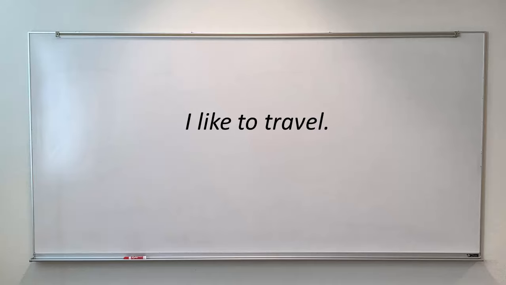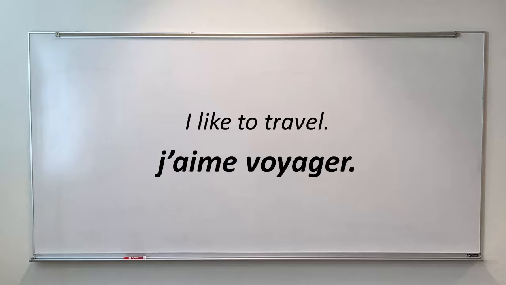How about I like to travel? Remember the verb to like, aimer. So I like is j'aime. And then to travel, remember here in this construction, you don't conjugate the verb travel. You just leave it as an infinitive. So all I have to do is just add in voyager, and I have j'aime voyager. And then, of course, to make everything correct here, we need to capitalize. So we have, I like to travel. J'aime voyager. I like to travel.